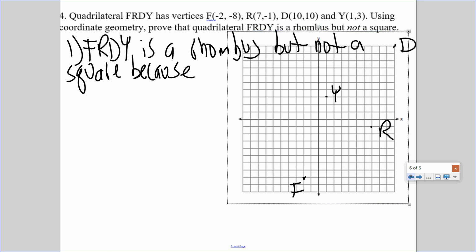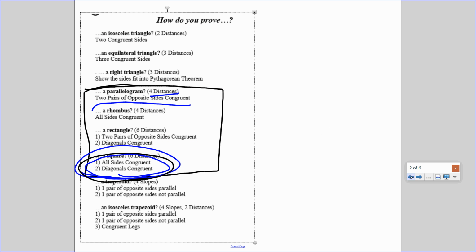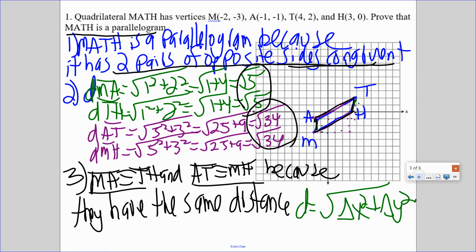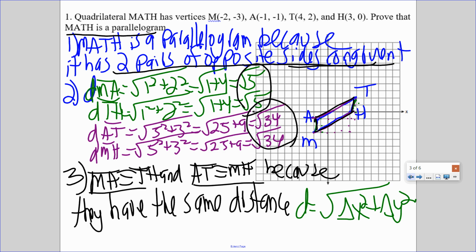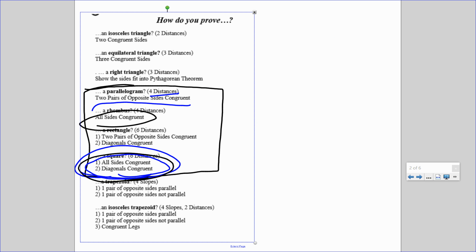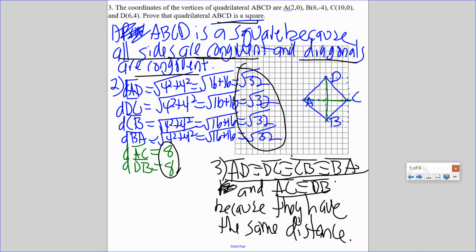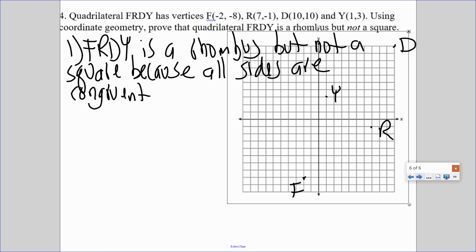Well, how do I prove a rhombus? All sides are congruent. Now, it wants me to prove that it's not a square. If it's not a square, then it's not going to have the extra property. To prove a square, I prove that the diagonals are congruent. So to prove it's not a square, the diagonals will not be congruent. So if it says to prove something is not a shape, then you have to prove it doesn't have the property. All the sides congruent makes it a rhombus.